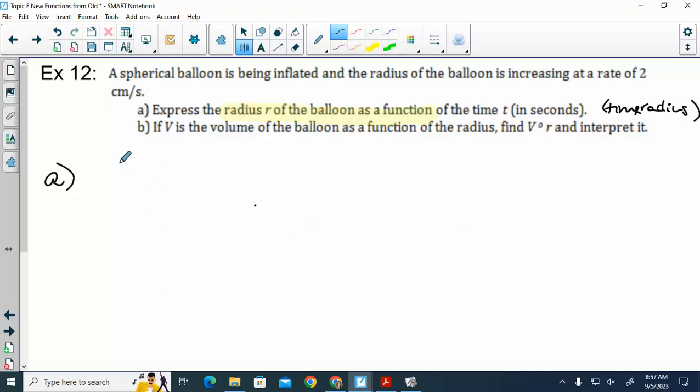So they're not really asking for just an ordered pair here. They're asking for an equation. If you think about it in function notation, if you want to do that, that's saying r of t, the radius as a function of time. But we're trying to come up with some equation for how we would get the radius just based on the time. So let's go back and look. So it's being inflated, and the radius is increasing at a rate of 2 centimeters per second.